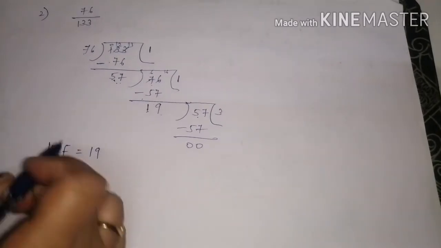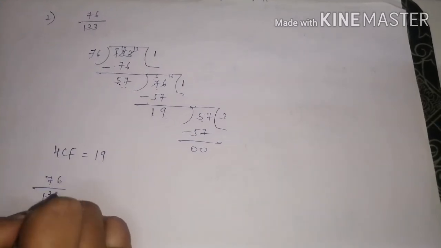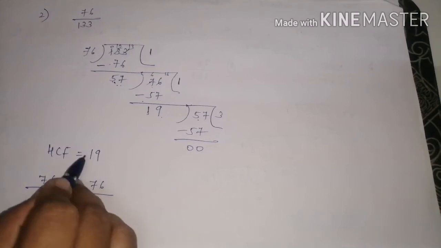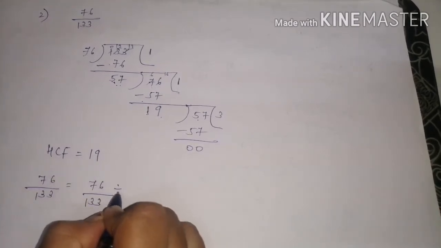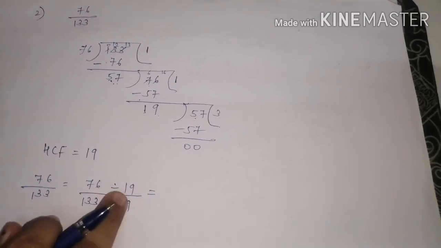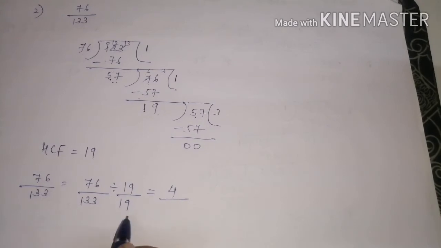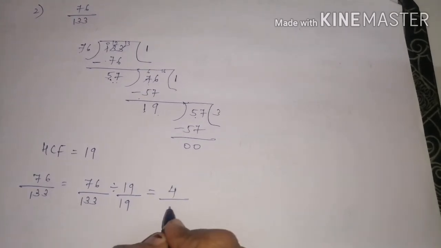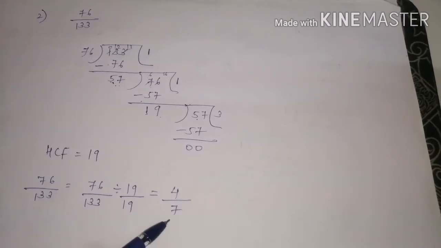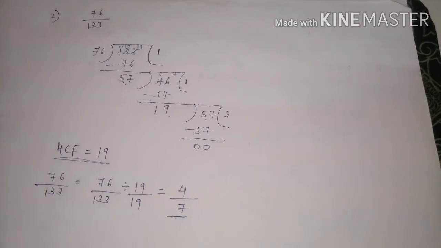Now you have to reduce it to the lowest form. So write this quotient, 76 upon 133. This quotient you have to divide by what? Which number? What you got as HCF. So divide by 19. If you divide 76 by 19, in the 19 table 76 comes. 19 fours are 76, and 19 sevens are 133. So this is your reduced form and HCF is 19.